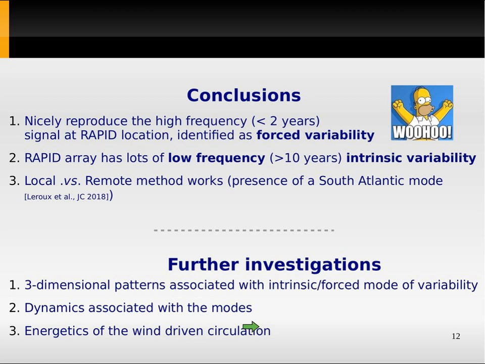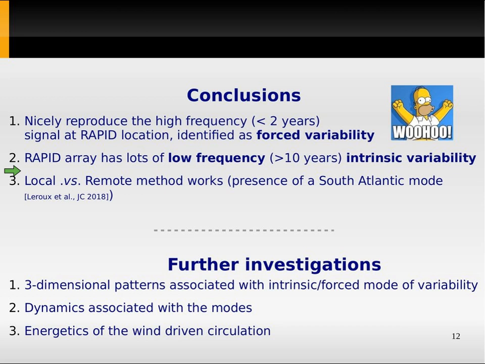And so to reach the conclusion, we are pretty happy about what we simulate at the lower frequencies, at 2 years, and this variability can be interpreted as a forced variability. The decomposition into intrinsic and forced variability also shows the appearance of a low frequency mode, at around 10 years, which is present at the RAPID location.